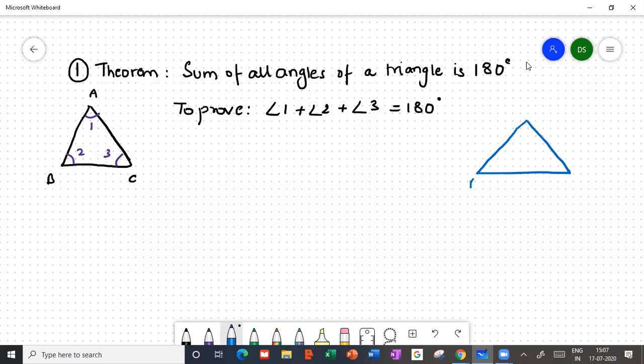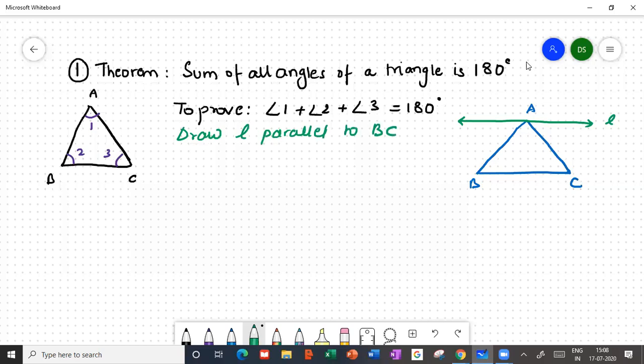okay, so this is our triangle ABC. So we draw a line parallel to BC passing through A, something like this. Okay, so this line L, should I write it here? Draw L parallel to BC. I hope you all are writing this down. This theorem and the proof is asked sometimes, like to prove that the sum of angles of a triangle is 180. So draw L parallel to BC.